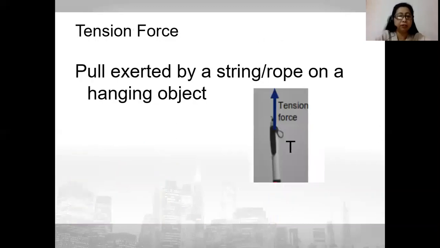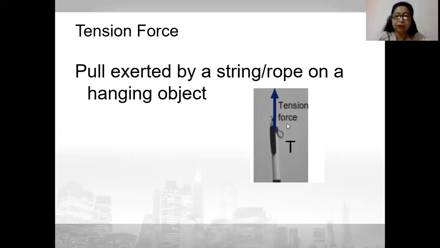Next, tension force. Tension force is the pull exerted by a string or a rope on a hanging object. Whenever an object is hanging, there is a tension force exerted by a rope or a string. One good example is a hanging ball pen. The tension force is directed upward.